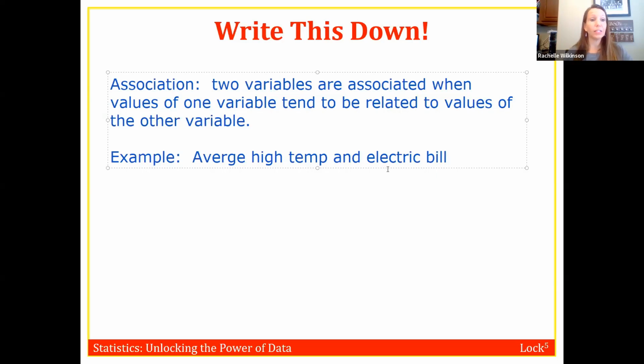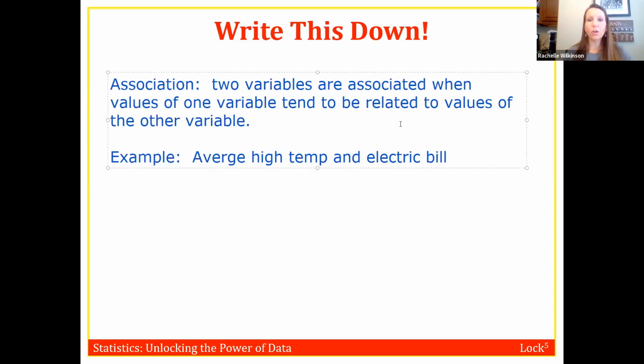Okay, somebody asked, is this the same as correlation? And yes, if two variables are associated, we also say that they have a correlation. We don't use that term in our class until chapter 2. But yes, if you've talked about correlation in other classes, association is just like correlation, exactly.